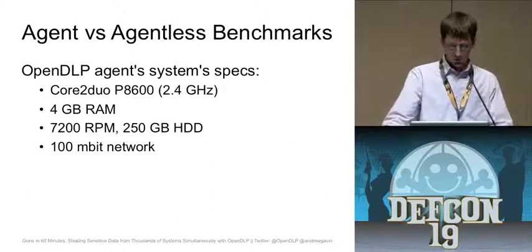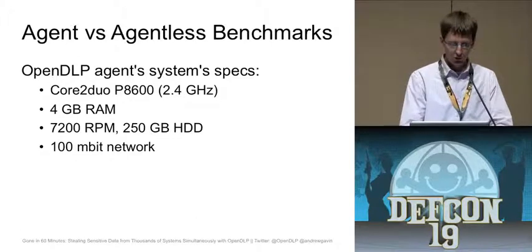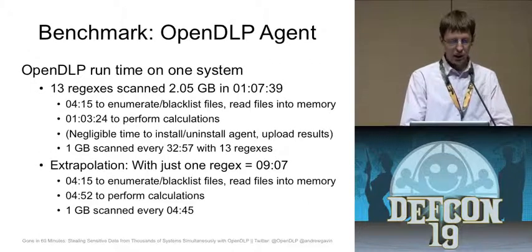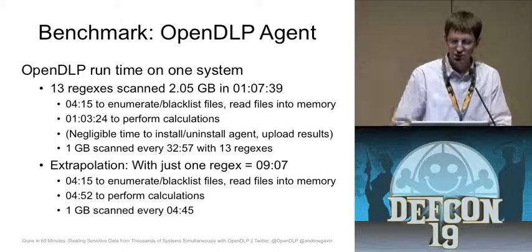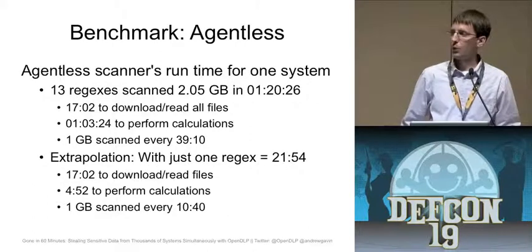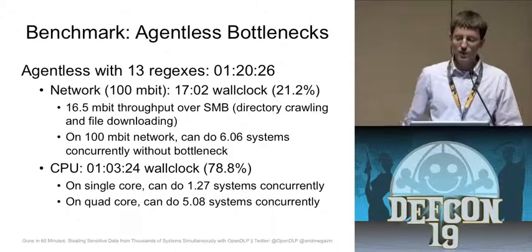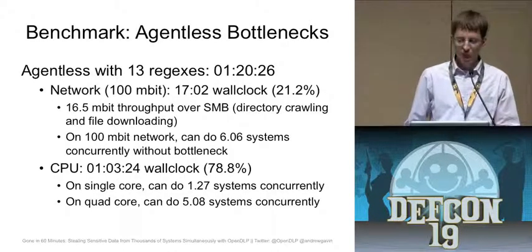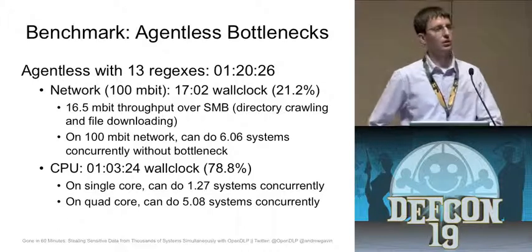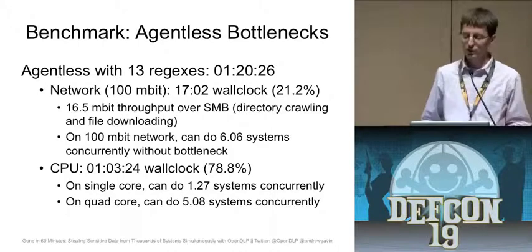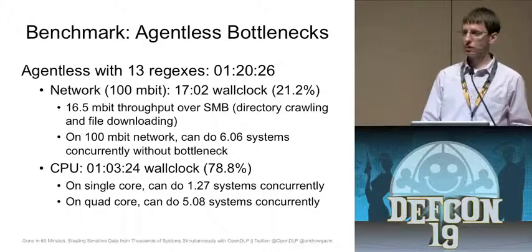Just to go through some benchmarks, these are the specs. It's a couple of years old machine, but just for the sake of this benchmark, I ran it on 2 gigs with 13 regexes. It took just over an hour and 7 minutes. I'm not going to go through the rest of this, but on the flip side, an agentless scanner, the same exact thing took an hour and 20 minutes for 13 regexes. And for the agentless scanner, about 20% of that time was spent downloading the files, because with an agentless scanner, you basically have to download the entire file system to your own box so you can process those files. So 20% of the time was spent on that, and nearly 80% of it was spent on crunching the numbers.